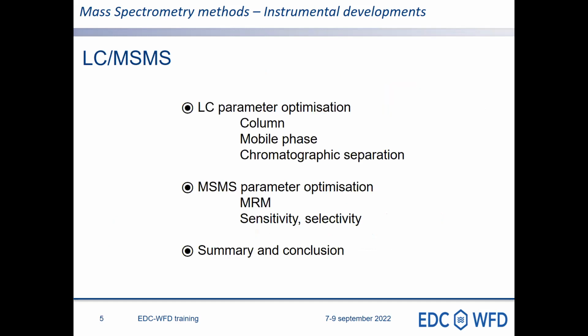Here we will discuss all the LC parameter optimization, column, mobile phase, and show you the chromatographic separation and discuss this issue. We will investigate and show you MS-MS parameter optimization, especially the choice of the MRM and then the compromise between sensitivity and selectivity and the experience we had in the project, and we will have a summary and conclusion with respect to this LC-MS-MS part.